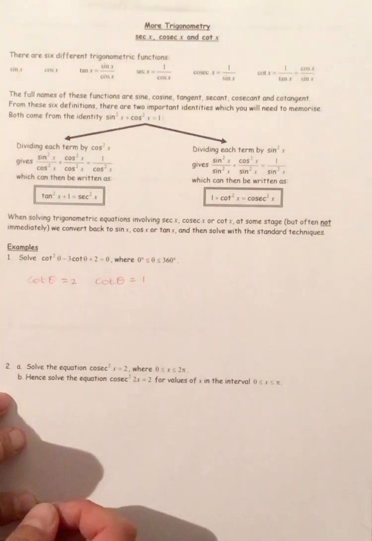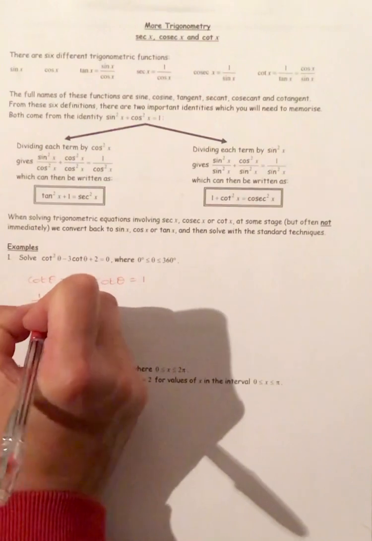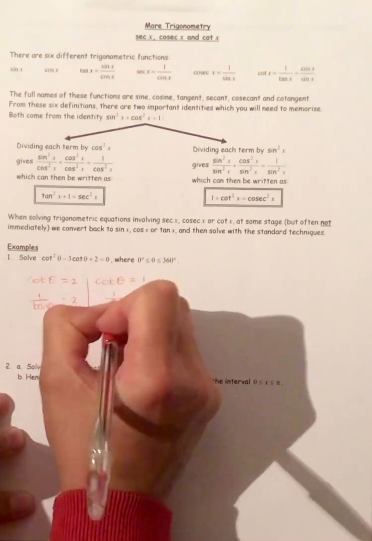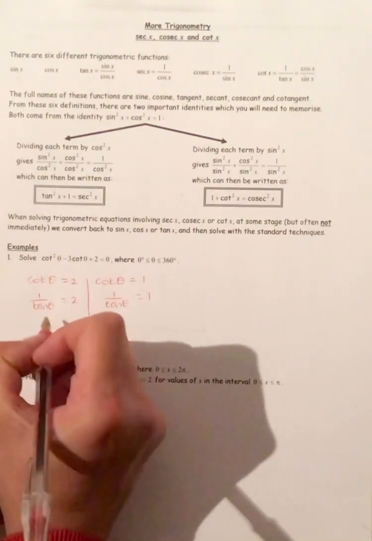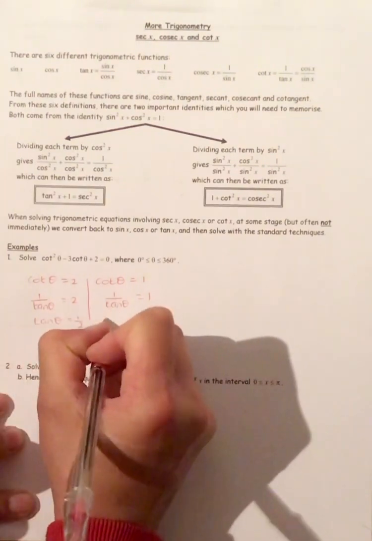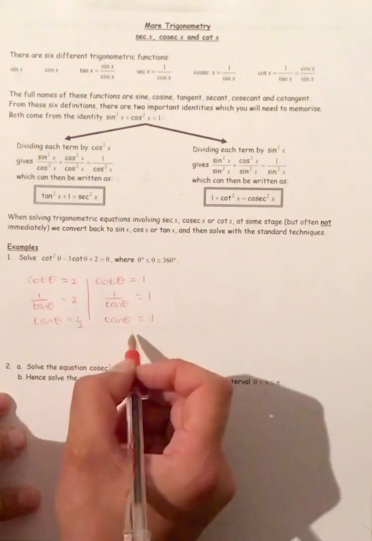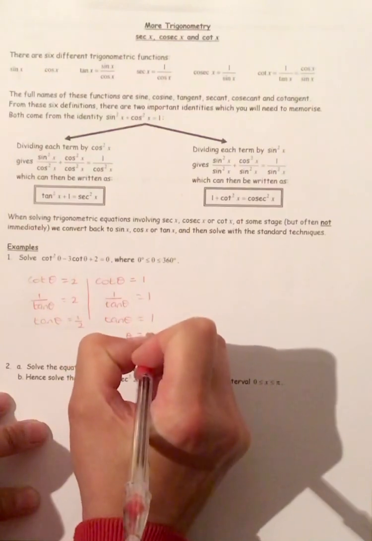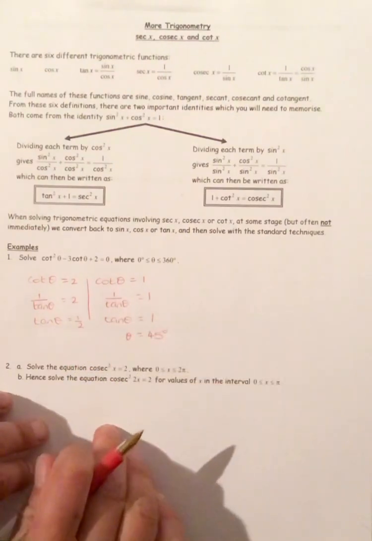This is where we use what we know about reciprocal functions. So cot theta is 1 over tan theta. And if I take the reciprocal of both sides, that gives me tan theta is a half, or tan theta equals 1. Tan theta equals 1 is one of those common values that we should know. So theta is, we're working in degrees, so 45 degrees.